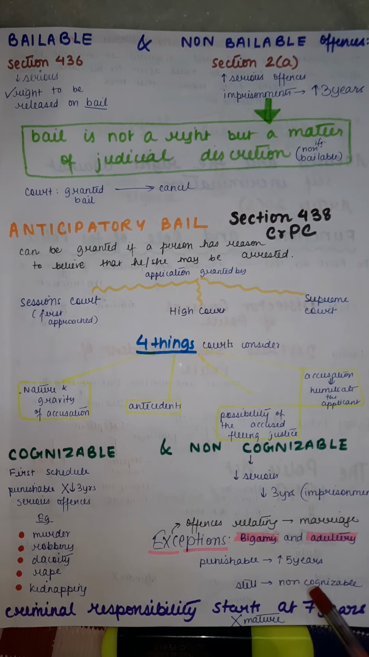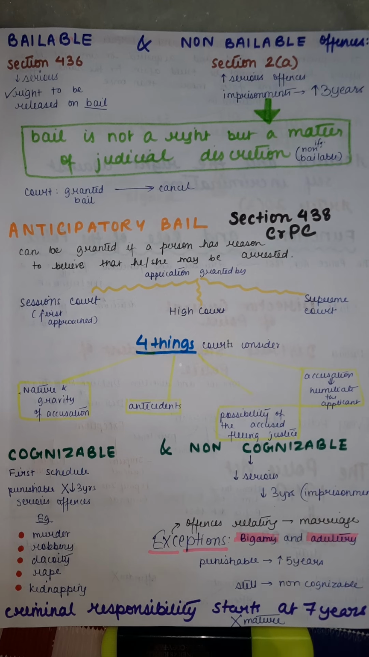Why is this an exception? Because in non cognizable offenses, generally imprisonment is for less than 3 years, and more than 3 years is in the case of cognizable offenses. But even though bigamy and adultery have imprisonment term for more than 5 years, still these are non cognizable offenses. And next we come to a small portion of juvenile justice.